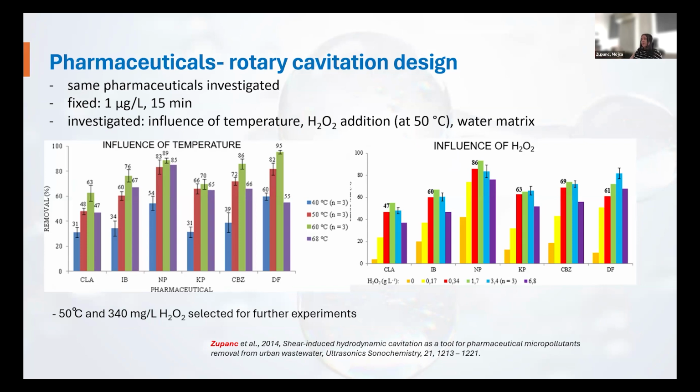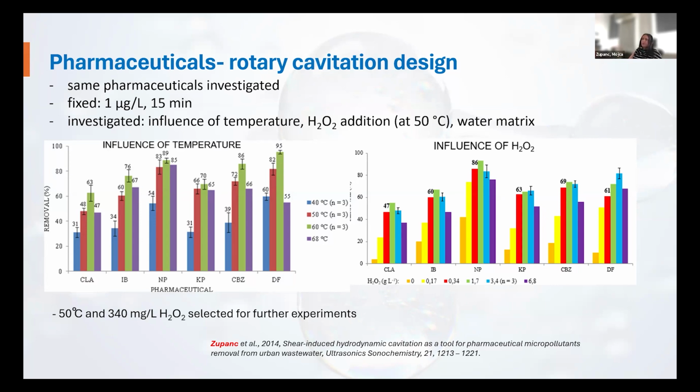Then we continued our investigation with the rotary device. We used the same 6 pharmaceuticals at the same initial concentration of 1 microgram per liter at a 15 minutes cavitation time. You can see immediately that we have lowered the cavitation time compared to the Venturi design. And here we investigated the influence of temperature and of hydrogen peroxide addition, and again of water matrix. We can see that different results are achieved when we change the temperature and hydrogen peroxide addition.